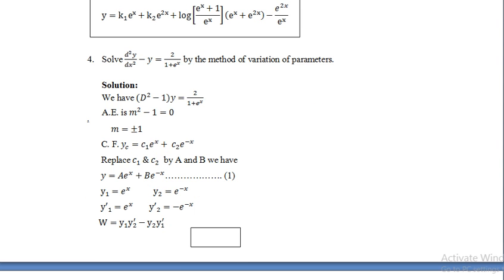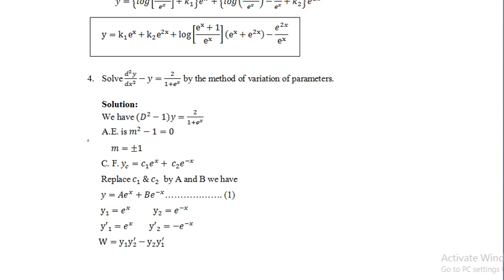Then the fourth one, d square y by dx square minus y equals 2 divided by 1 plus e to the power x, by the method of variation of parameters. So here also write the symbolic form of the differential equation. m square minus 1 equals 0, or m square equals plus 1, or m is equal to plus or minus 1. So the two roots are different. So c1 e raised to x plus c2 e to the power minus x. Now replace c1 and c2 later, and we will obtain equation number 1.